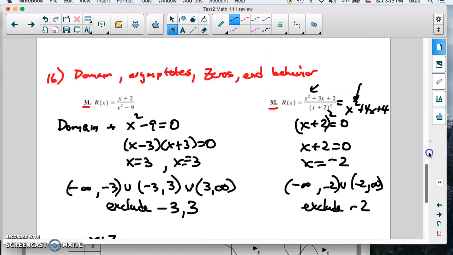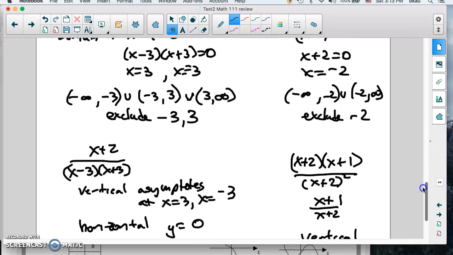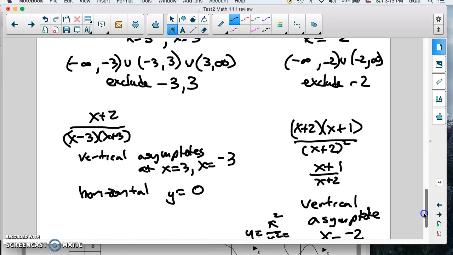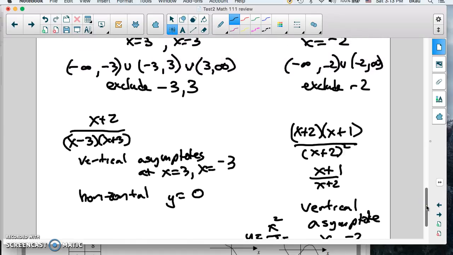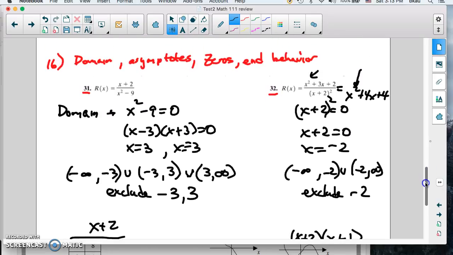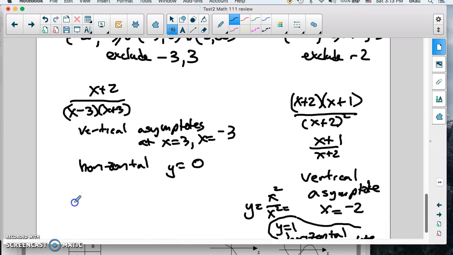Alright, the other things that we have to do here are zeros and end behavior. So zeros, okay, zeros of the function. So that's when the function itself equals 0. So we just look at zeros as if the numerator was equal to 0. So on the top here, this one over here, the left-hand one, x plus 2 equals 0, so its 0 is at negative 2. It has a 0 at negative 2.